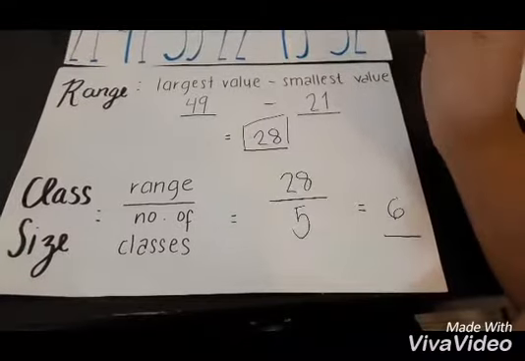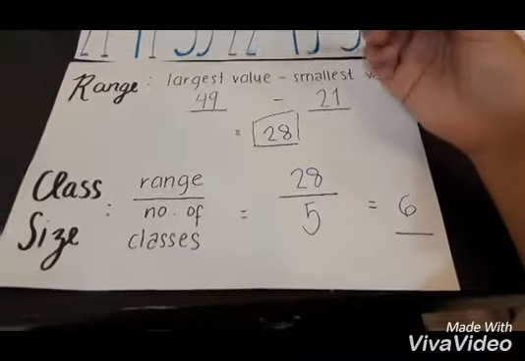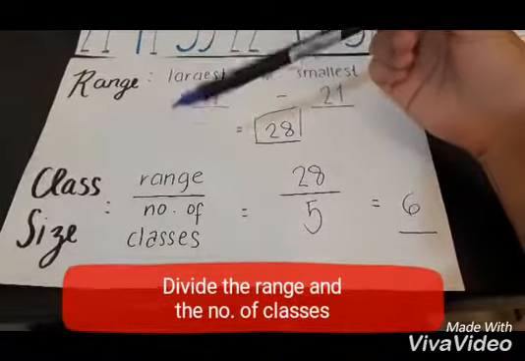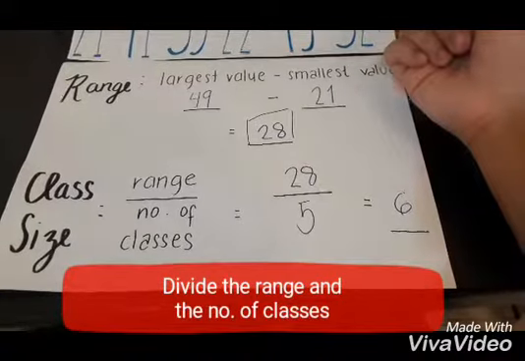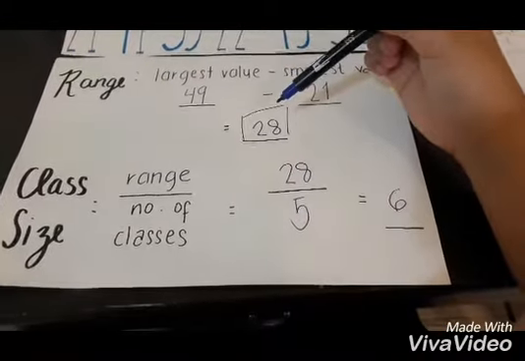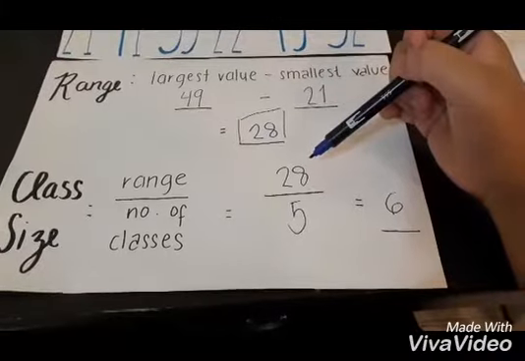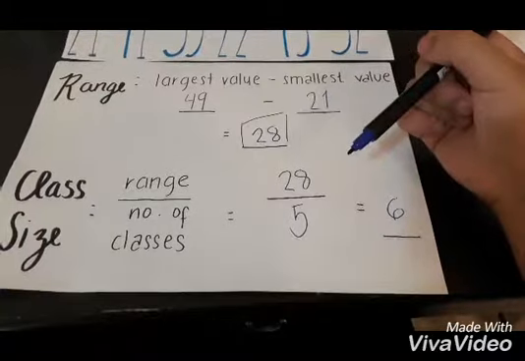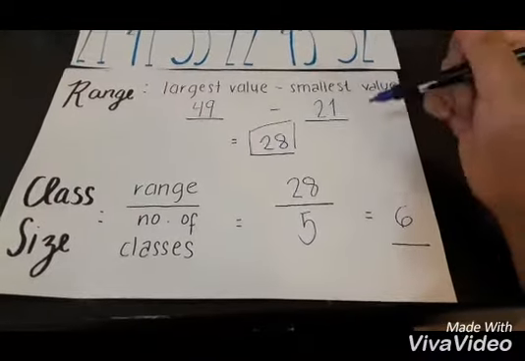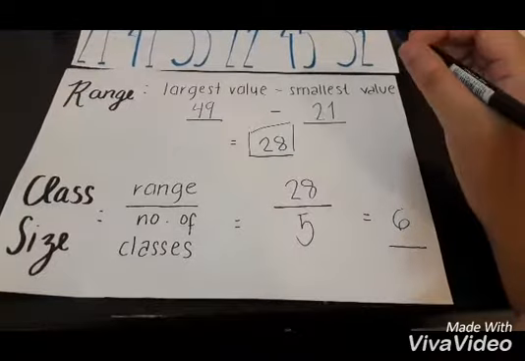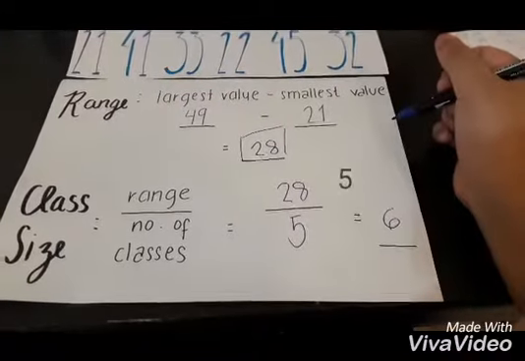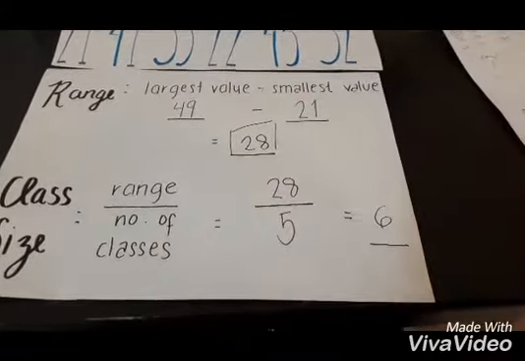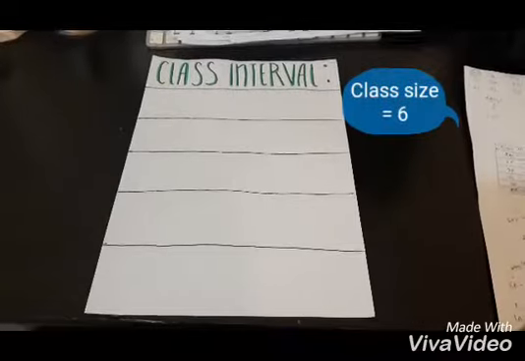So after getting the range, let's now get the class size. In order for us to get the class size, we need to divide the range by the number of classes. As we can see here, the range is 28, so we are going to write 28 here, divided by 5. 5 is my own choice. I wanted to have 5 classes. So if we divide 28 by 5, we are going to get 5.6, which will lead to 6. Remember, the class size that we got was 6.